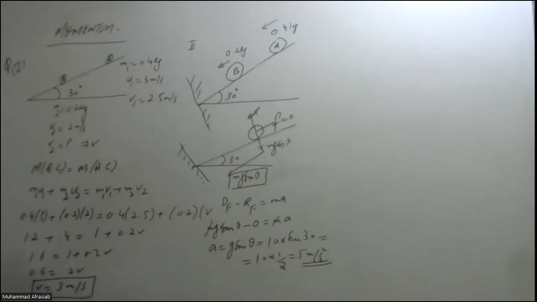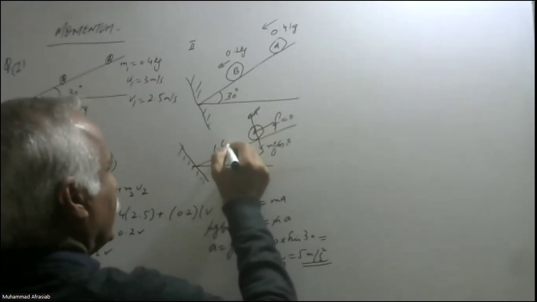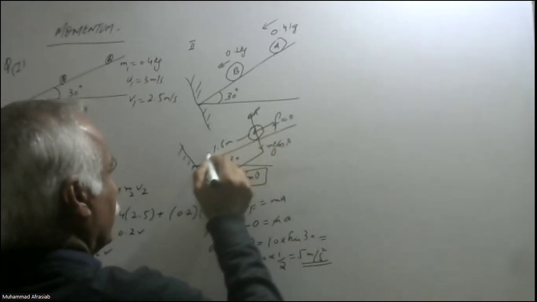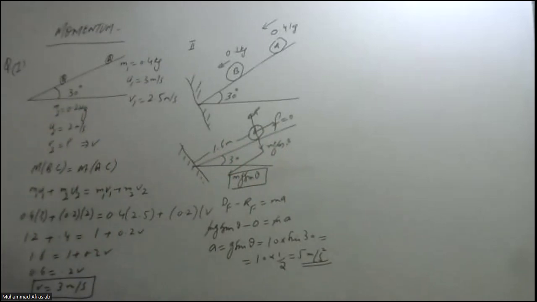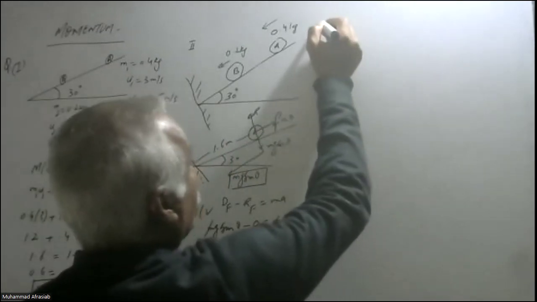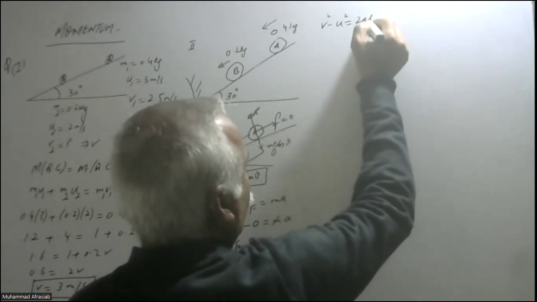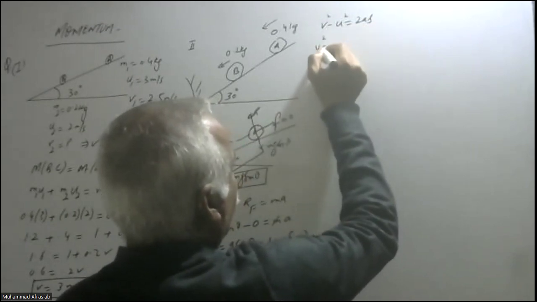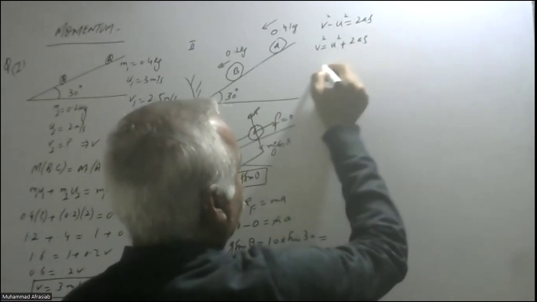Since this particle B has moved 1.6 meters before it hits the barrier, we can calculate the velocity of particle B when it hits the barrier. So we know that v square minus u square is equal to 2as, or v square is equal to u square plus 2as.